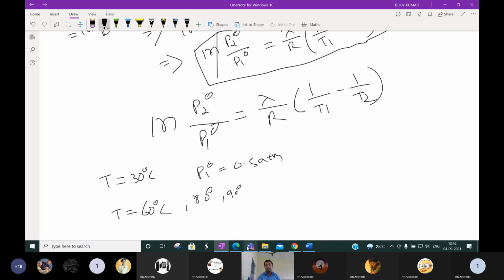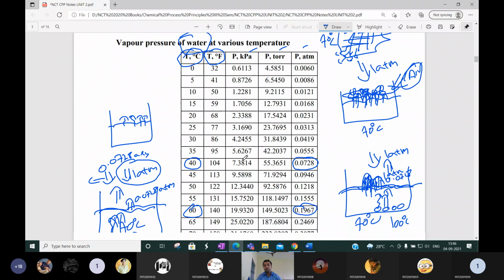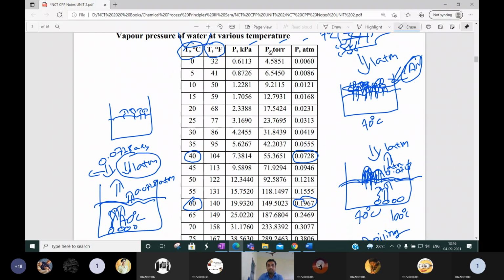So suppose I give you this example. I show you this table, the standard table of vapor pressure of water at any given temperature. The Clausius-Clapeyron equation relates temperature to vapor pressure. So let us validate it.